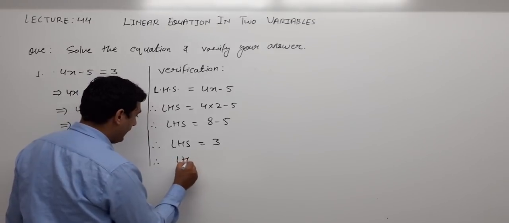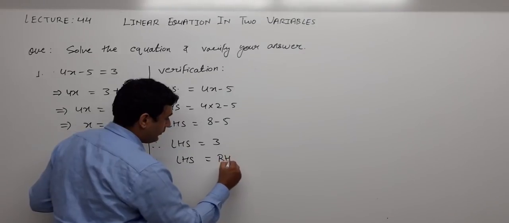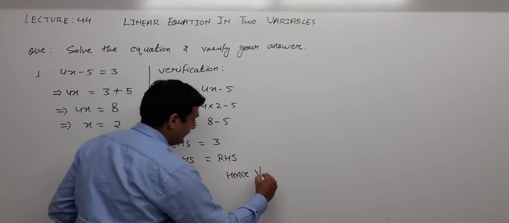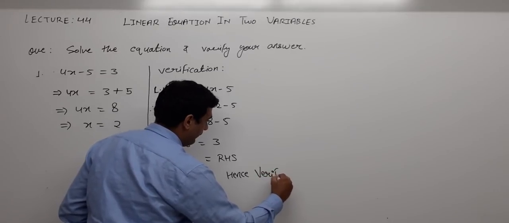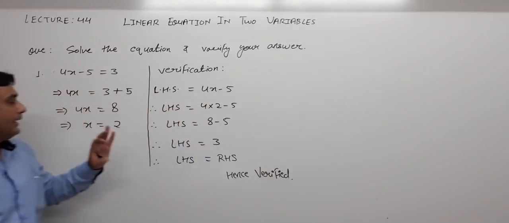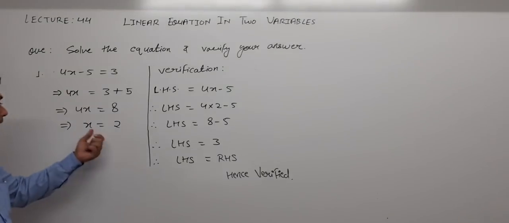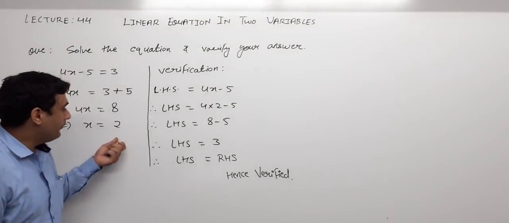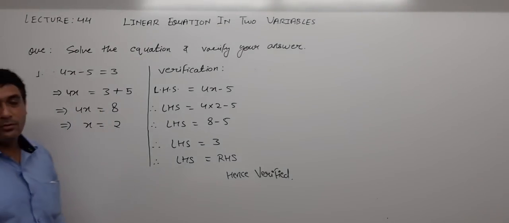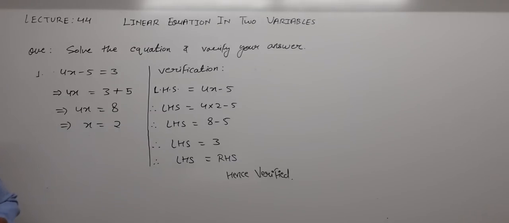So hence I can write LHS. Now 3 is actually RHS. So here I can say LHS equal to RHS. So here I will write, hence verified. Okay, so the answer is verified because here we got left hand side equal to right hand side by substituting the variable as 2, because we obtained 2 as the solution of the equation. So please note it down, then we will see the next question.